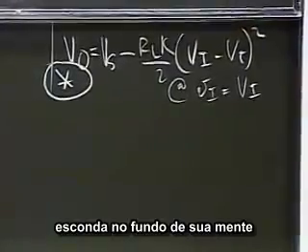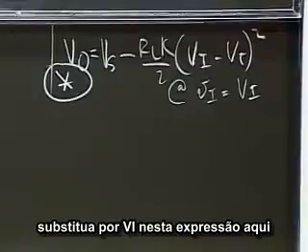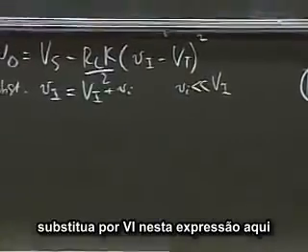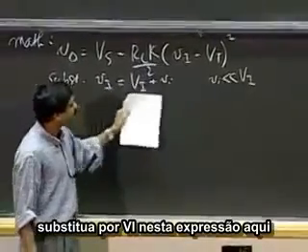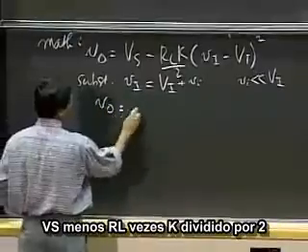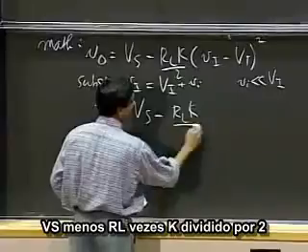Okay, stash it away in the back of your minds. Now let me go through a bunch of grubby math, and substitute for VI this expression here. So let me go ahead and do that. Vs minus RL K over 2.